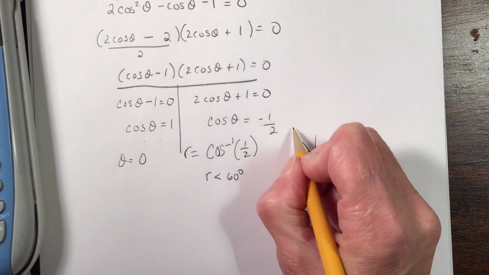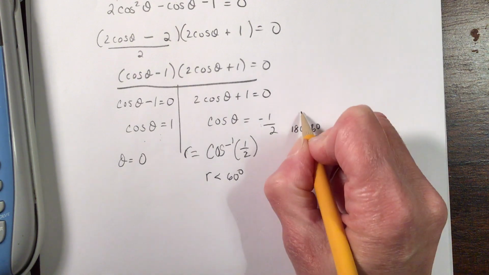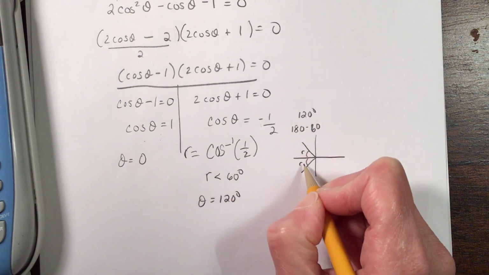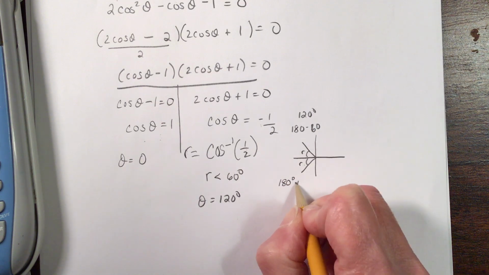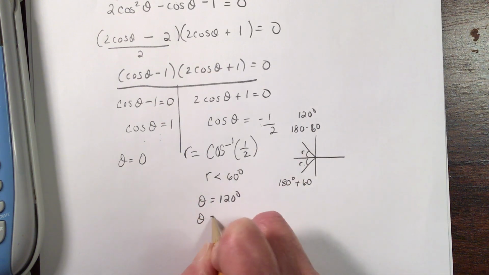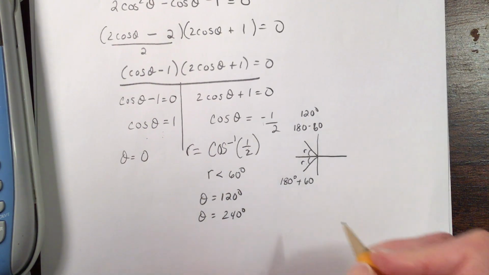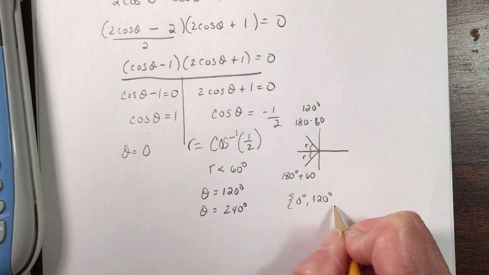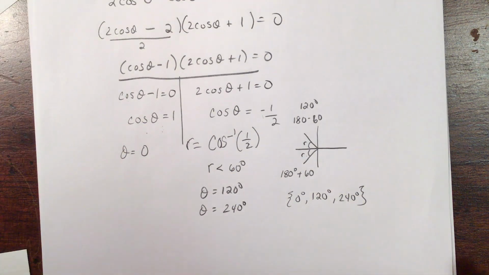So in the second quadrant, my angle is going to be 180 minus 60. Theta is 120. And in the third quadrant, my solution is going to be 180 plus the reference angle, so my solution is going to be 240. So the overall answers for this problem are 0, 120, and 240. And it's not necessary to rewrite this in terms of pi. I will accept that as your answer.